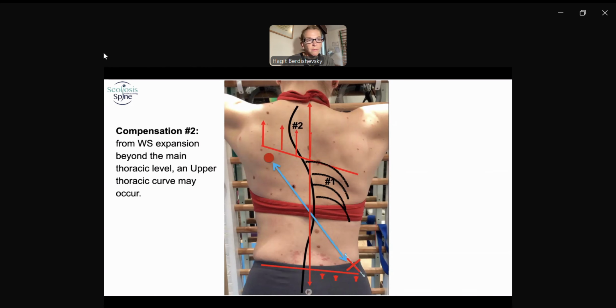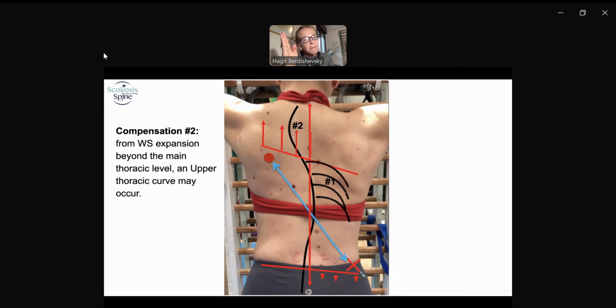Compensation number two will come also from this: if there is this overcorrection from right to left, we can see that the weak side expansion, if it goes beyond the main thoracic level, above the stop point that you see, the circle in her left shoulder blade, if her opening, her correction goes on, you can see that she has some ribs on the right side falling, and then with more overcorrection, it climbs up and comes into the level of the upper thoracic.